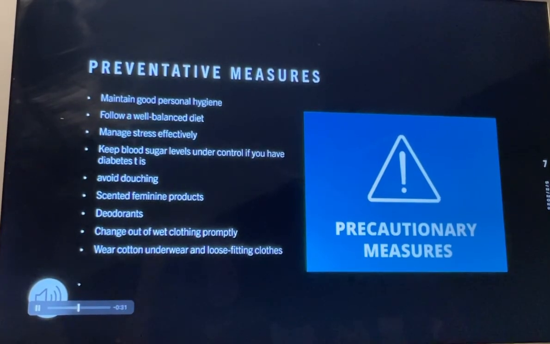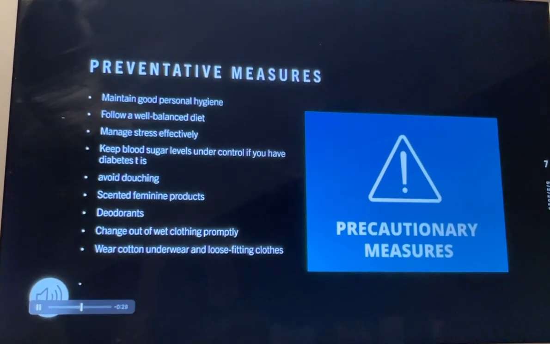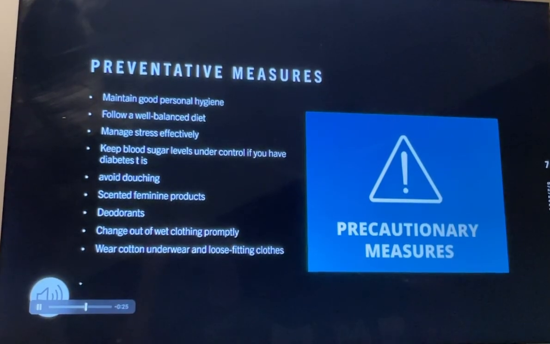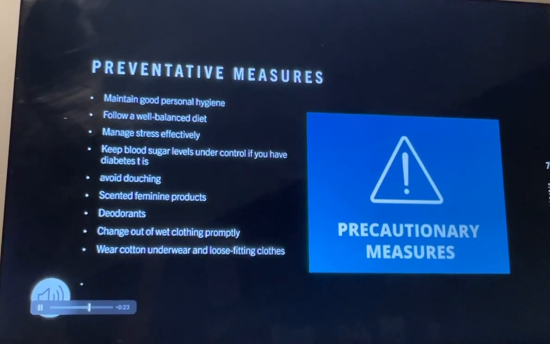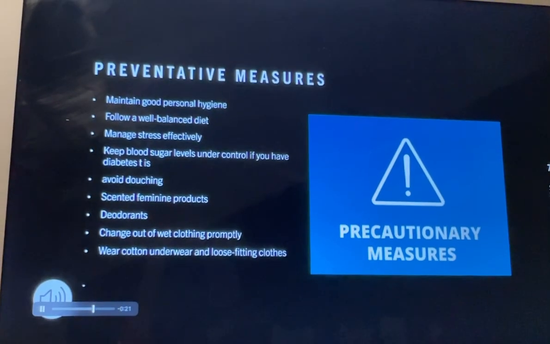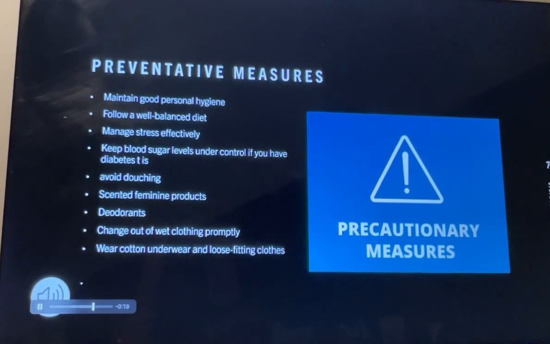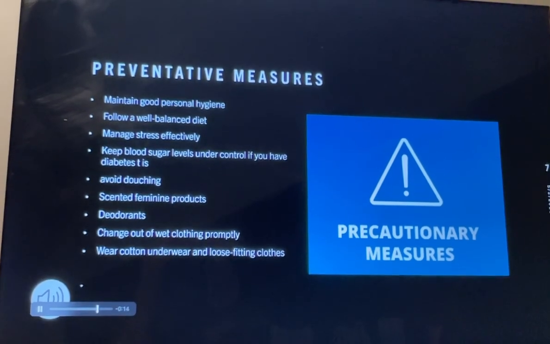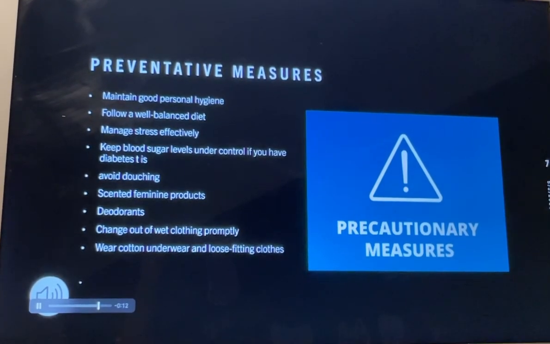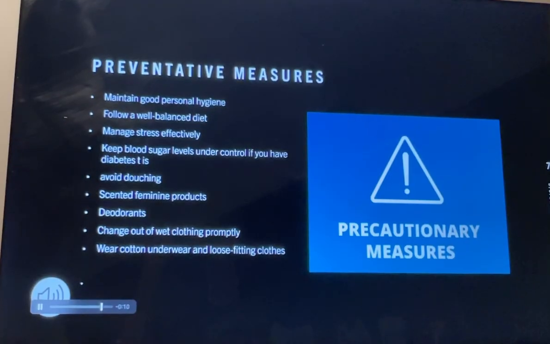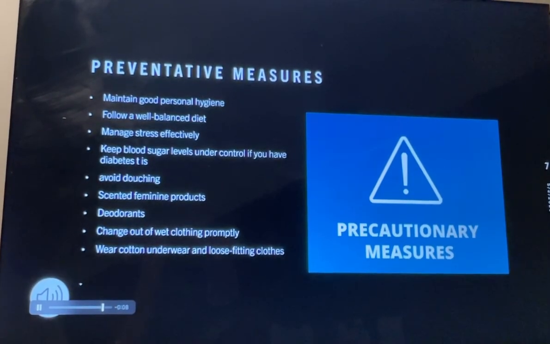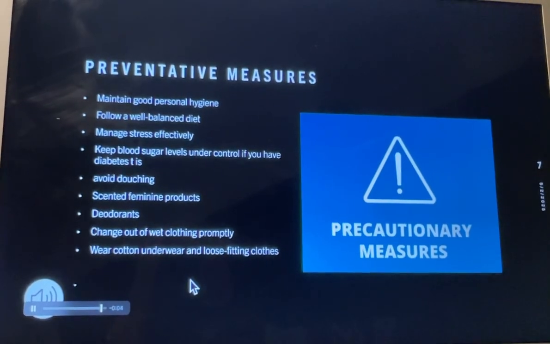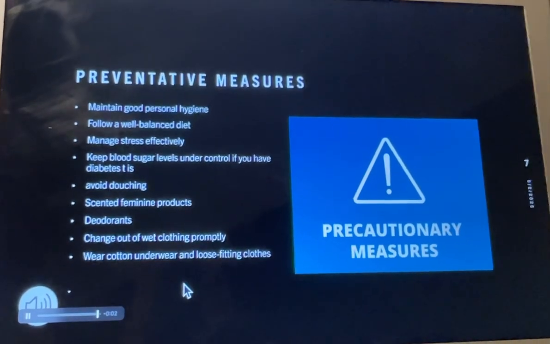Managing stress and keeping blood sugar levels under control is important if you have diabetes. It's very important to avoid douching or using scented feminine products. Douching is when you use something other than water to clean the perineal area or the rectum area. Deodorants are something that you should avoid also because it can cause further infection.